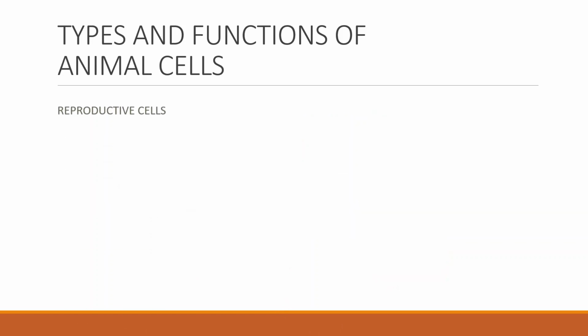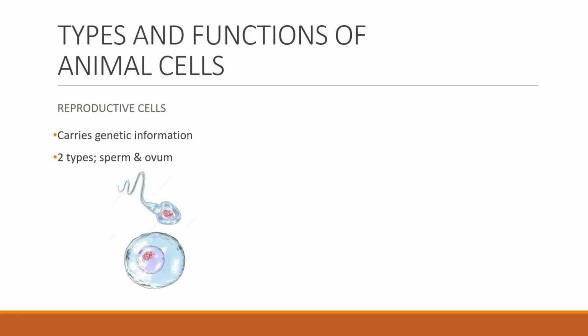Next up will be the reproductive cells. Reproductive cells carry genetic information. There are two types, sperm and ovum. As you can see in the picture, the top one here is the sperm. It generally has a head and a tail. And the ovum, which you can call an egg. For those who don't know, sperm is the smallest cell in the human body, while the ovum is the largest cell in the human body.